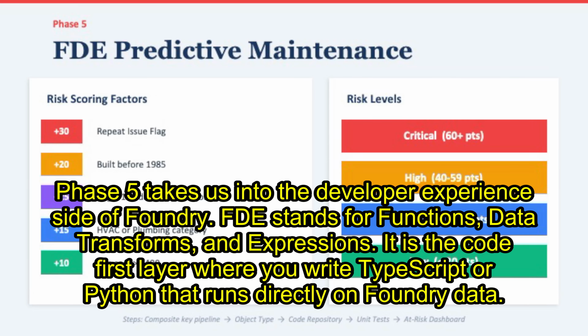Phase 5 takes us into the developer experience side of Foundry. FDE stands for Functions, Data Transforms, and Expressions. It is the code-first layer where you write TypeScript or Python that runs directly on Foundry data.